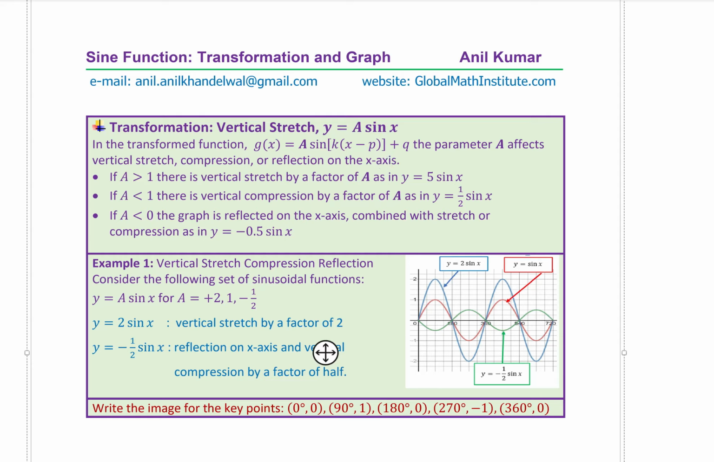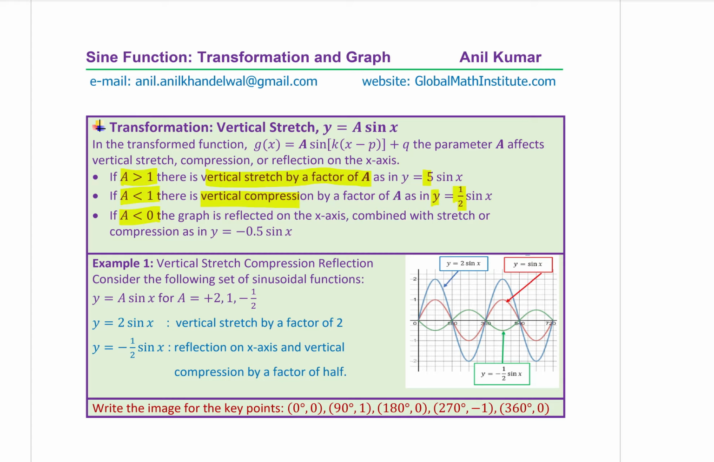So if a is greater than 1, that means there is a vertical stretch by a factor of a. For example, y equals 5 sine x. So the amplitude will be 5 times 1, right? If a is less than 1, we're considering positive values, in that case, there will be a vertical compression. For example, y equals half sine x. So the amplitude will become half.